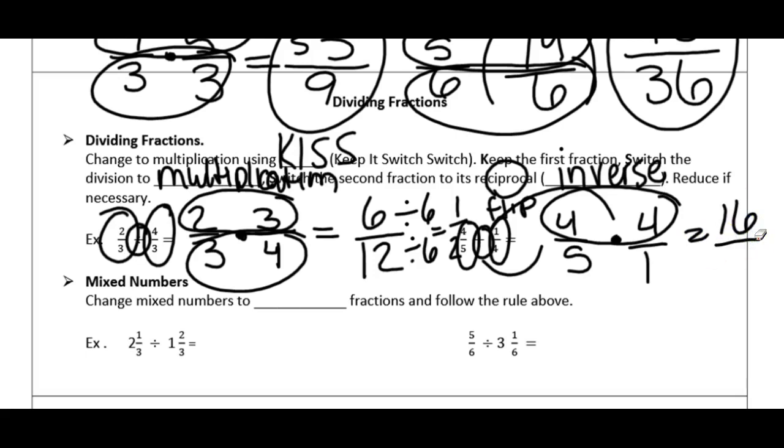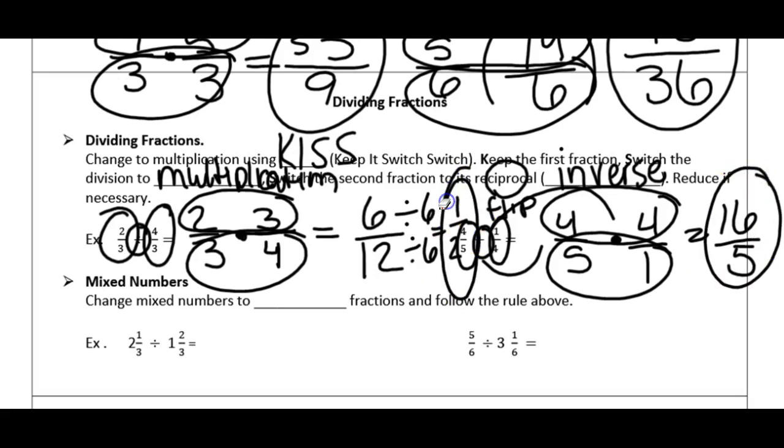And then 5 times 1. 5 times 1 is 5. And then I think about it again. Can I reduce it? What numbers go into 5? 5 and 1. Does 5 go into 16? No. So that is reduced.